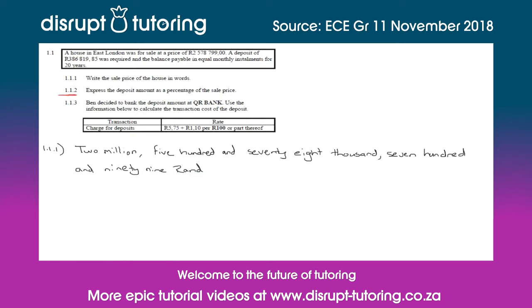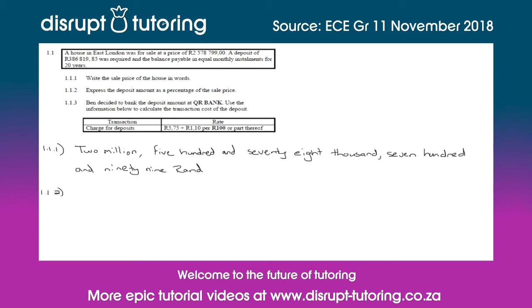The next question, 1.1.2, express the deposit amount as a percentage of the sales price. So the deposit is 386,819 rand and 85 cents. So this is the amount, and it's out of a total of 2,578,999.